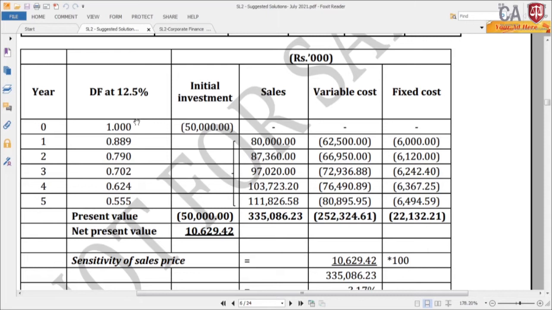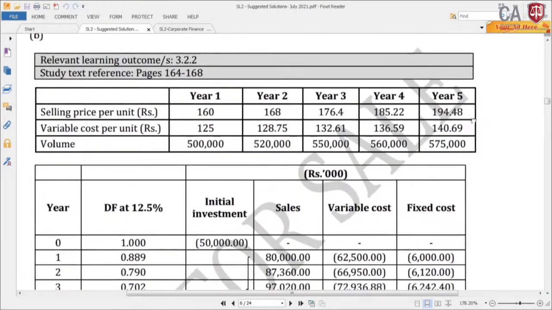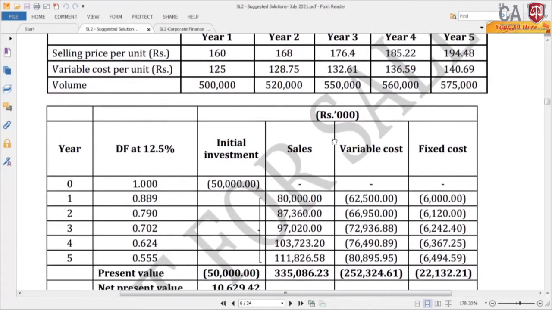So you have to calculate the discounting factor for year 1 to 5. The initial investment is 50 million, and for the sales you need to multiply your price by the volume. As I mentioned, the table is given on the top. So you multiply your selling price 160 with volume 500,000, that gives you 80 million sales. So year by year you have to multiply your selling price by the volume. That table you can use to multiply, so that's given in the sales column. Then the variable cost, they have given you the variable cost per unit and the volume. So you have to multiply those two and get the variable cost for year 1 to 5.